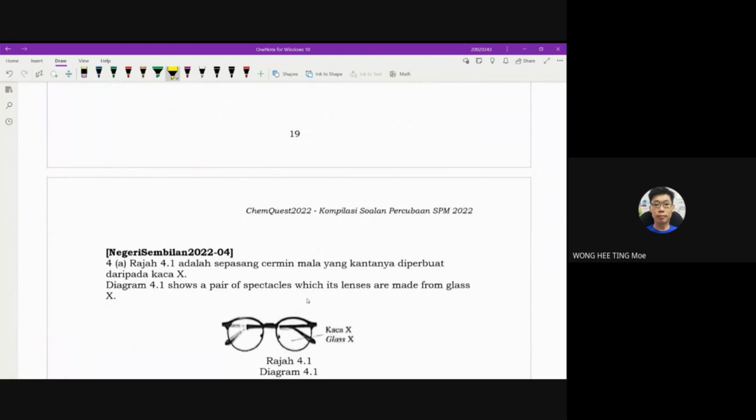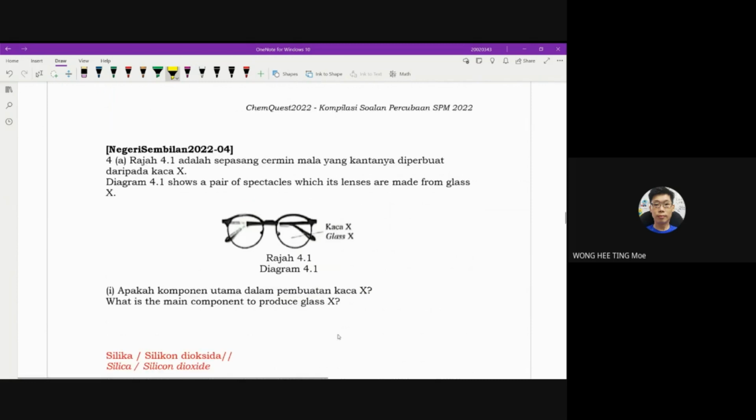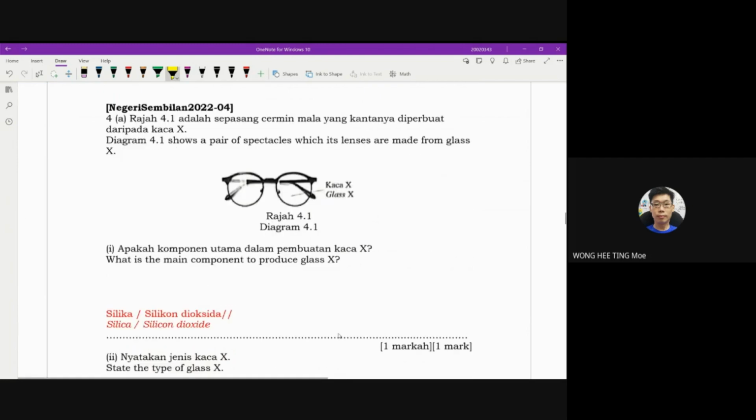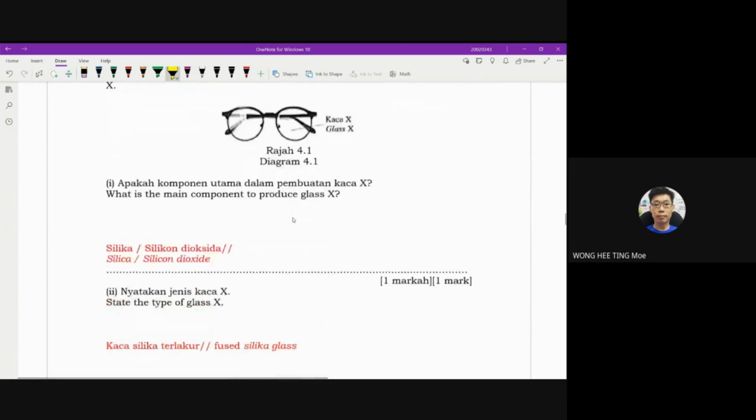The diagram shows a pair of spectacles whose lens is made from glass X. So glass X, what is the main component? It's silica or silicon dioxide. Silica or silicon dioxide for glass. State the type of glass for making the lenses. Lenses will be fused glass. This one no need silica. Normally we just say fused glass. Enough. Fused glass.